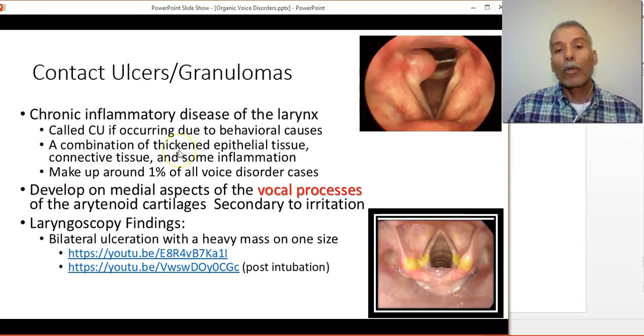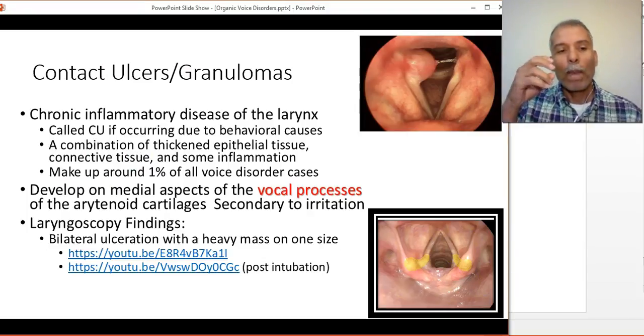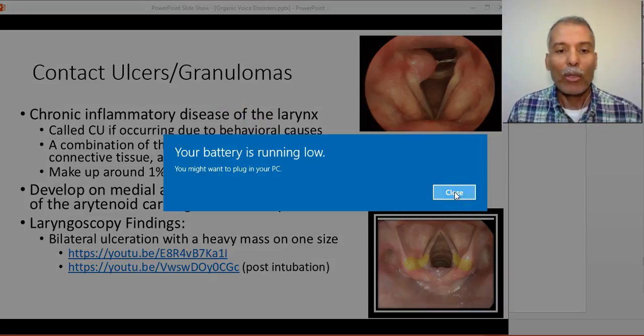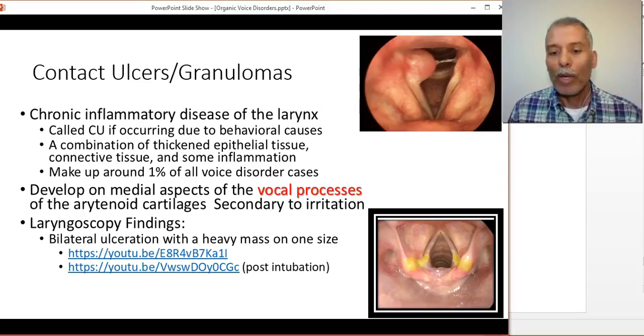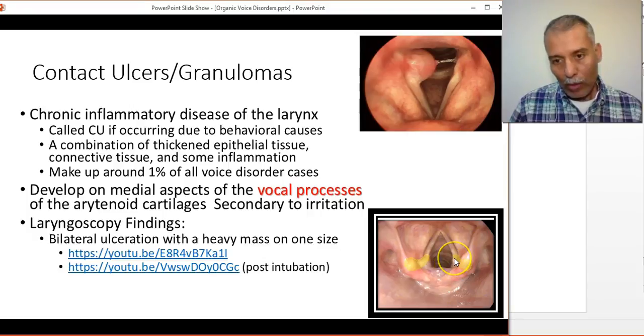So the granuloma itself, or the ulcer itself, is a thickened mass that is a combination of epithelial tissue and connective tissue. It makes it fibrous and kind of tough, and also some inflammatory tissue covering it on the surface. The inflammation always has to do with the response of the immune system to increase blood flow and to increase immune system fluids. So the typical site where the granuloma or the ulcer grows is on the medial aspect of the vocal process.